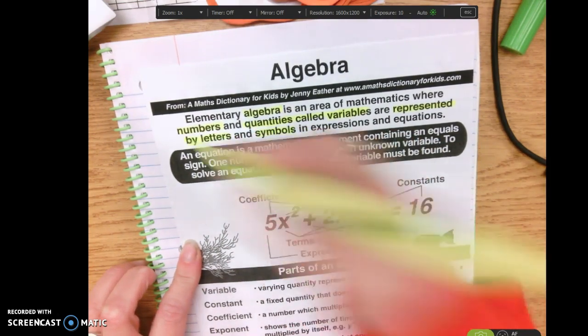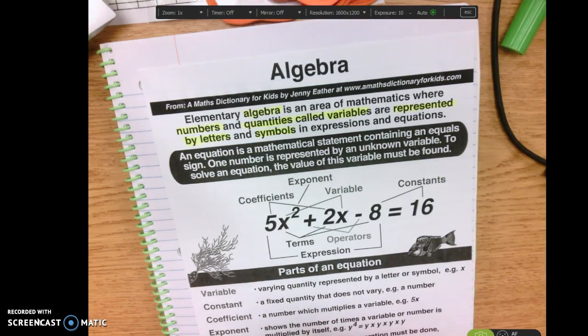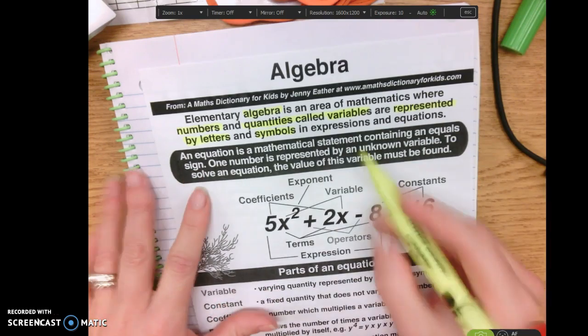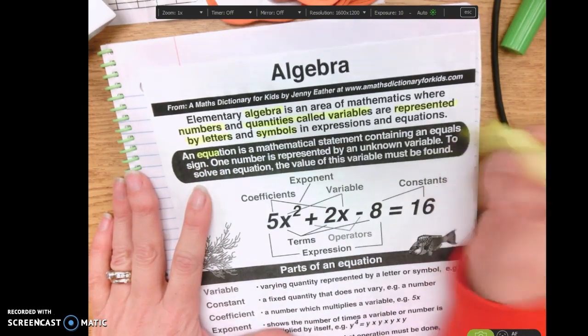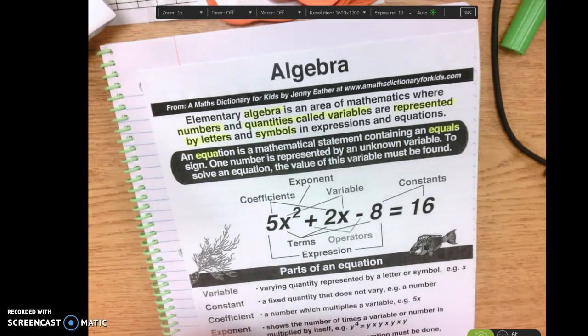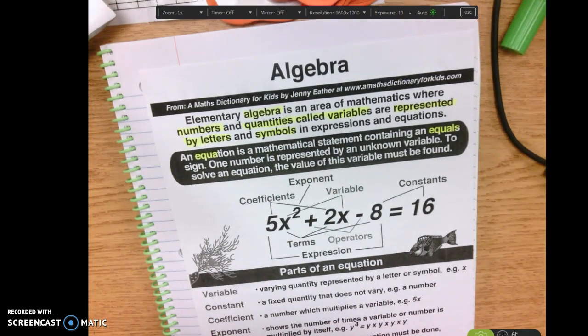The main difference when it comes to algebra is the use of variables, which are usually letters, and they are used in expressions and equations. An equation is a mathematical statement containing an equal sign. We have equation with that, and coincidentally it also means equals. One number is represented by an unknown variable. To solve an equation, the value of this variable must be found, and we will start learning how to solve these equations later on in our unit.